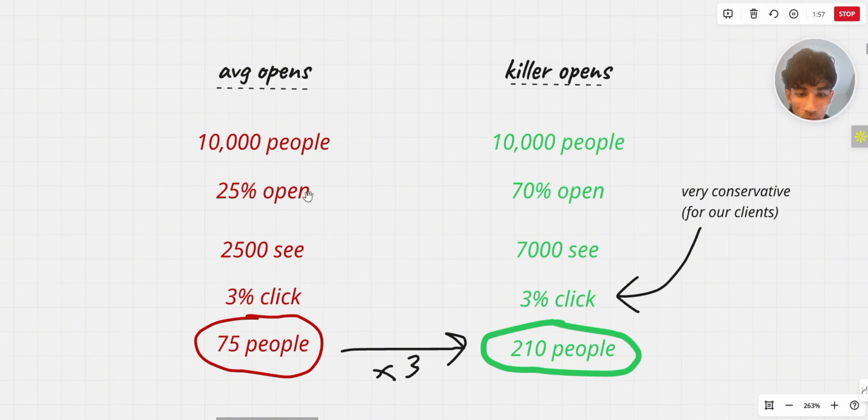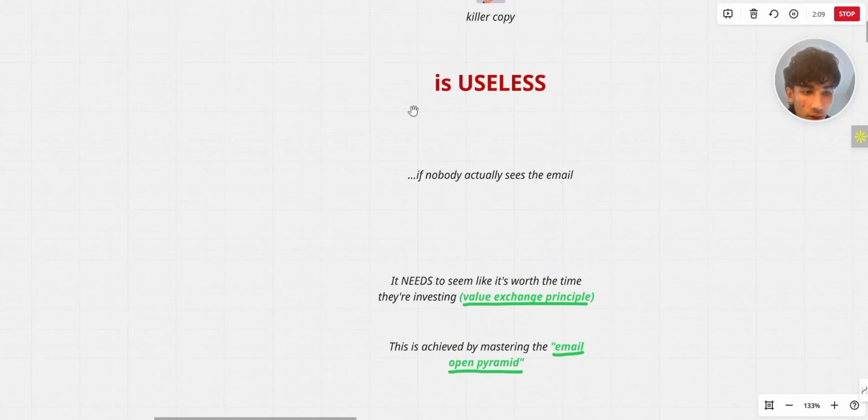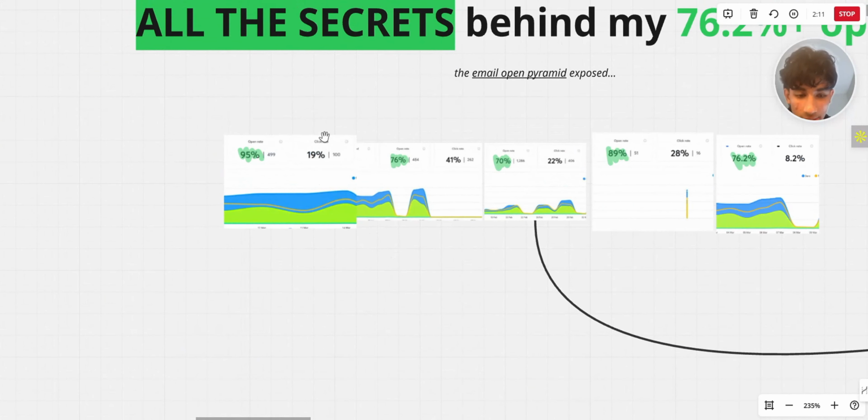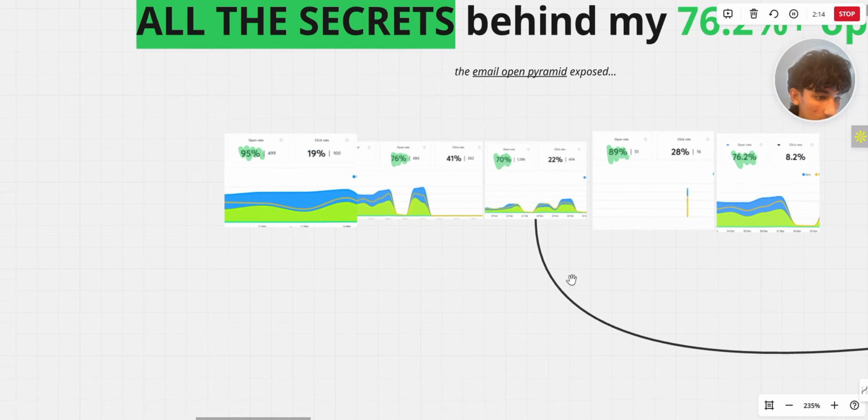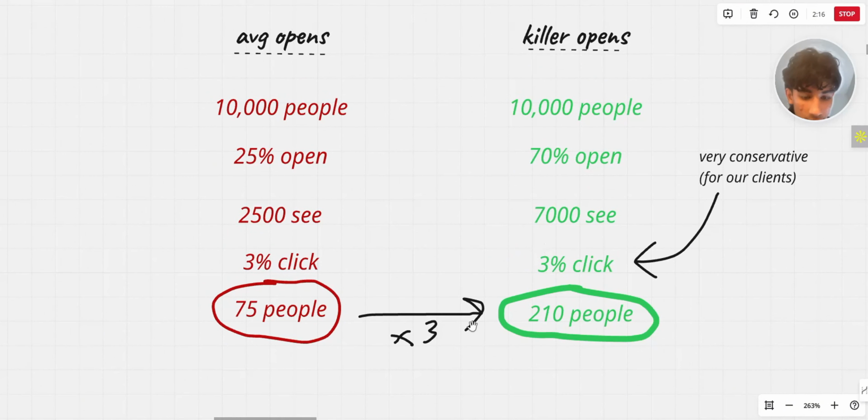Both lists have 10,000 people. One has 25% open rate, one has 70%. So that means 2,500 people see the email here and 7,000 people see the email here. And let's go with a staple click rate of 3%, which, by the way, is very conservative for our clients. If we look at our clients, we have 19% click rates, 41%, 22%. So that's very, very conservative.